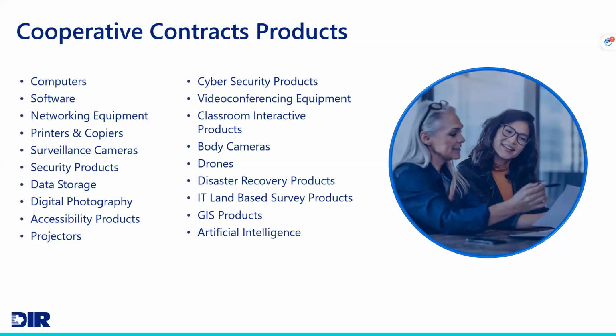We've got a certain set of contracts for the classroom learning environments. It's hardware and software focused on classroom environments. Disaster recovery products. And we've also recently started awarding artificial intelligence products and services contracts as well. This is not an all-encompassing list, but it does give you a good high-level overview of the types of products or commodities that are available through our cooperative contracts.